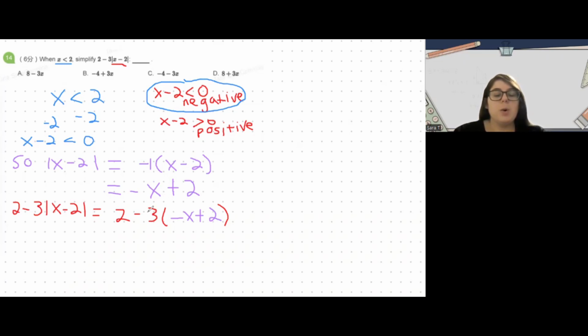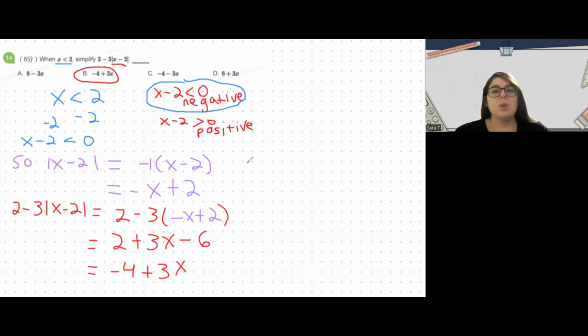So how do we simplify this? Well, let's start with distributing that -3 to what's inside the parentheses. -3 times -x is plus 3x. And then -3 times 2 is -6. So it ends up being 2 plus 3x minus 6. And when we combine like terms, we can combine that 2 and that -6, right? So that would give us what? -4. Very good. So you end up with -4 plus 3x, which is answer choice B.